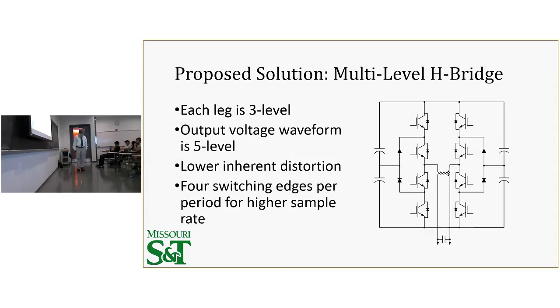So what do we do? What I've come up with is a 3-level H bridge, which ends up being a 5-level waveform that goes out. The 5-level waveform itself gives you reduced harmonics. And then I have 4 switching edges per period. So even though we're switching at 12 kilohertz, we can update at 24 kilohertz and get reasonable control.